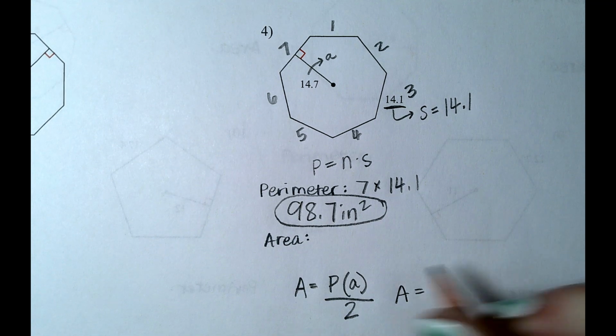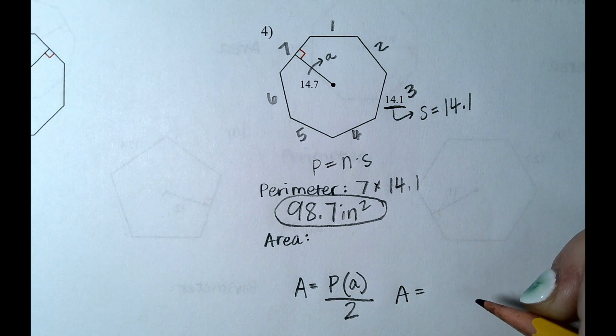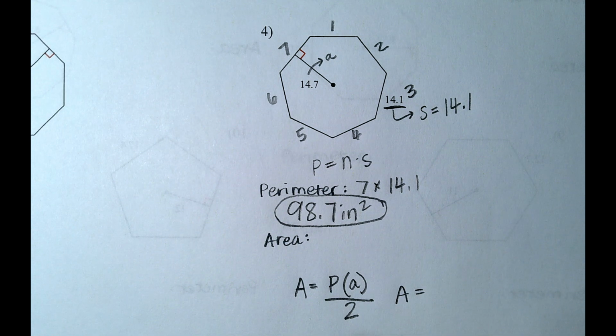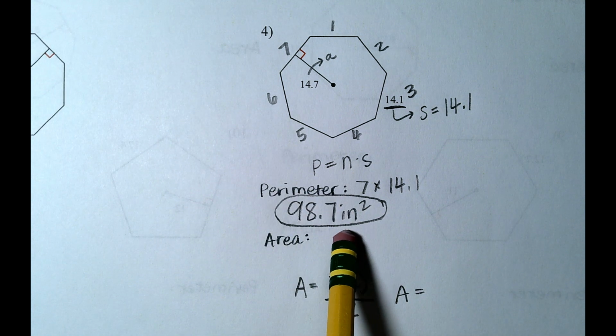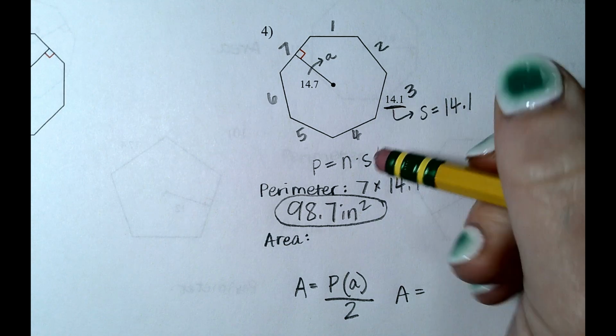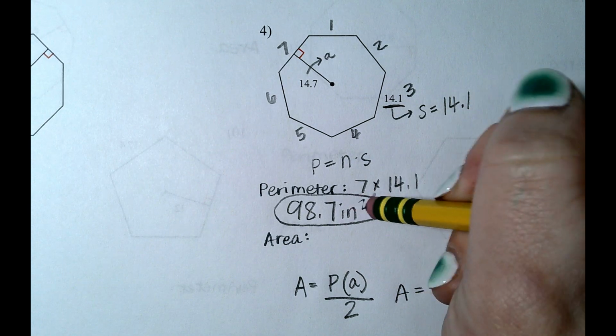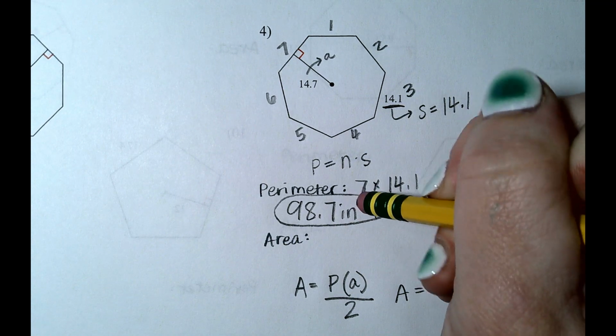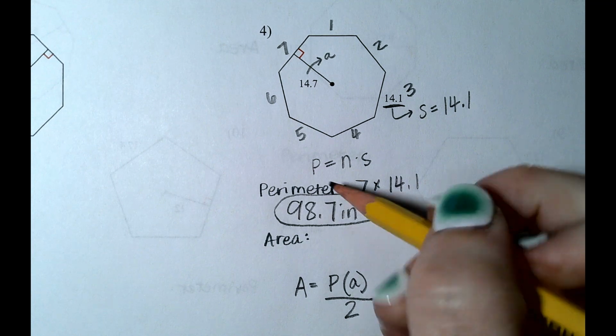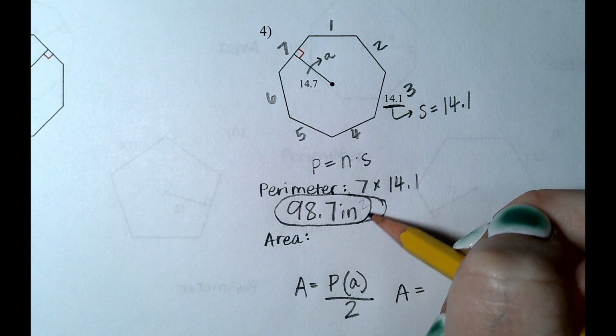Area equals perimeter. Guys, I made a mistake. What's our units for perimeter? Not inches squared. That's silly. Just inches. We're just measuring a length. Sorry, that is so my fault.